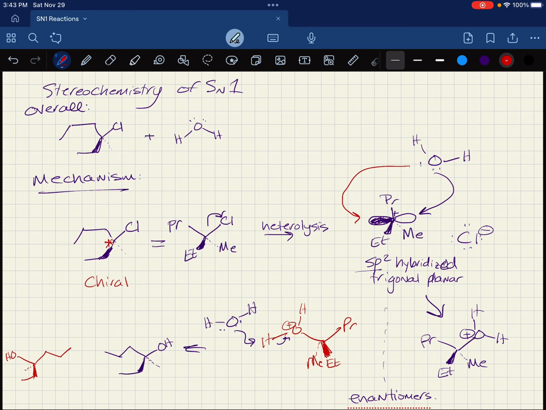Because there's no reason that the right or the left side should be favored in terms of the attack, we're going to end up with approximately 50% of this enantiomer and 50% of this enantiomer. And of course, we could go in and assign RS to this. We know how to do that already. Because this is a 50-50 mixture of two enantiomers, this is going to be what's called a racemic mixture.